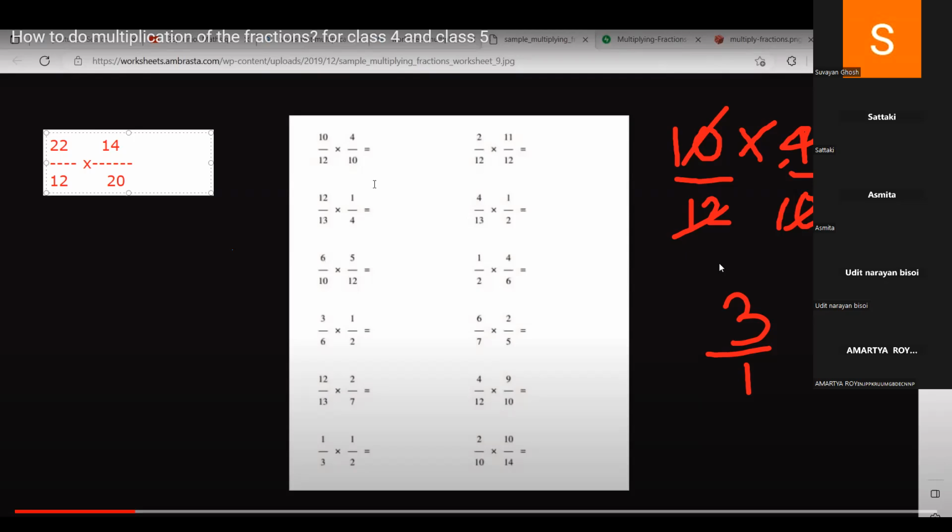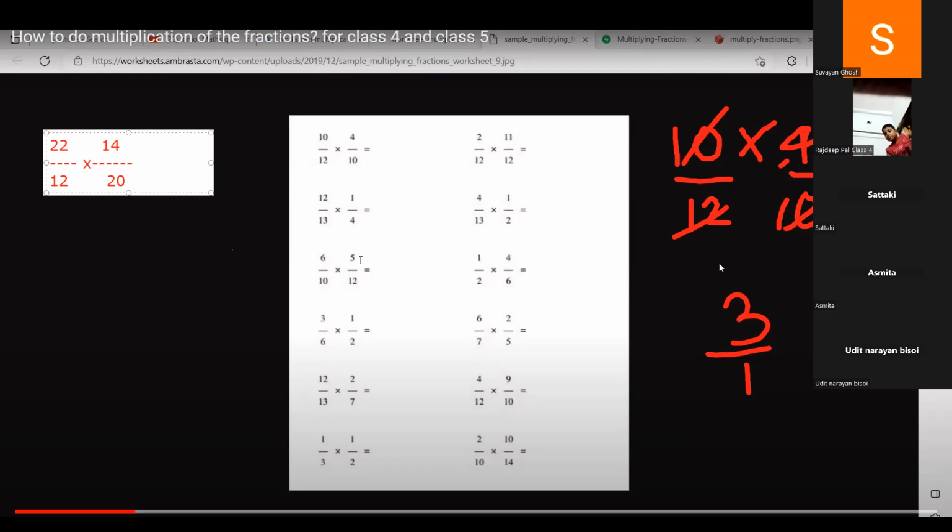Shatuki, according to you, which is number 2, beta? Whether 12 by 13 into 1 by 4 is number 2 or whether 2 by 12 into 11 by 12 is number 2? Ma'am, number 3 is correct, multiply by 11 by 12. Wait, Rajdeep, excuse me, I'm checking. Ma'am, can you meet all of them? I can't. The sound of one of them is not audible. They are shouting, so one of them cannot hear.